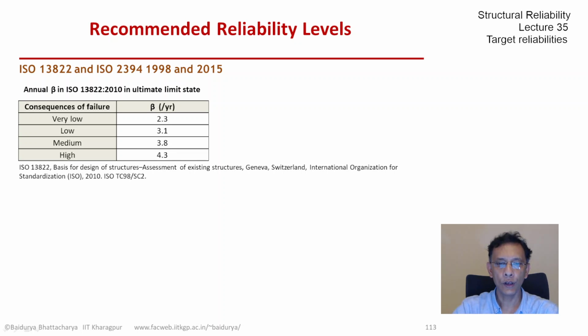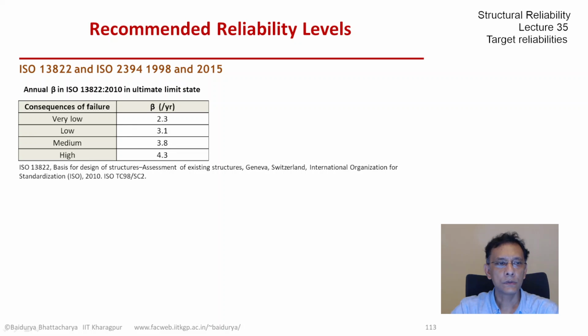Next, we will look at three ISO documents. The 13822 of 2010 for existing structures, and 2394, the General Principles on Reliability, the 1998 revision, and the 2015, which is the latest.